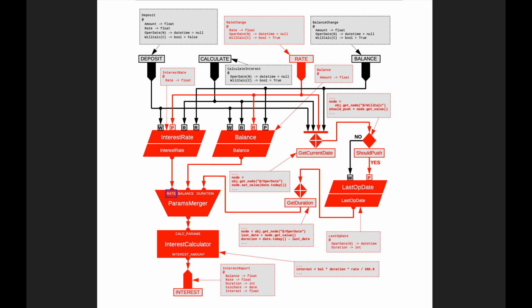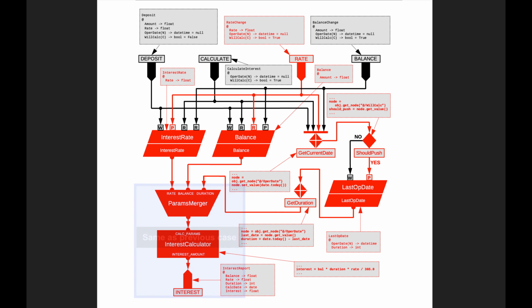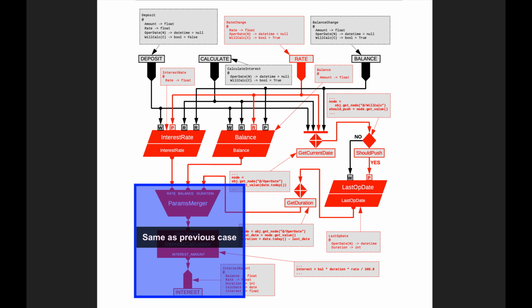As a result, previous rate and current balance are provided to inputs of merger. The third input duration is provided to the merger, the same way as in the previous case of calculating interest amount. Further flow starting from merger is also the same as previous case.